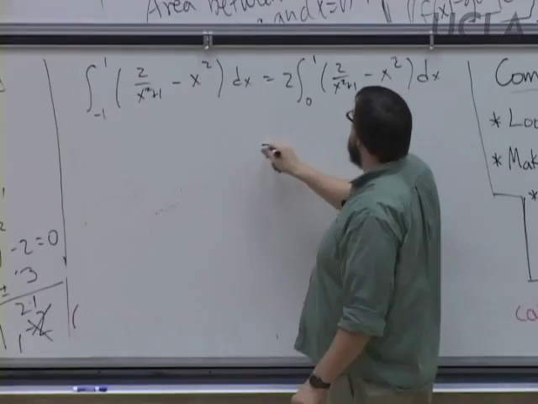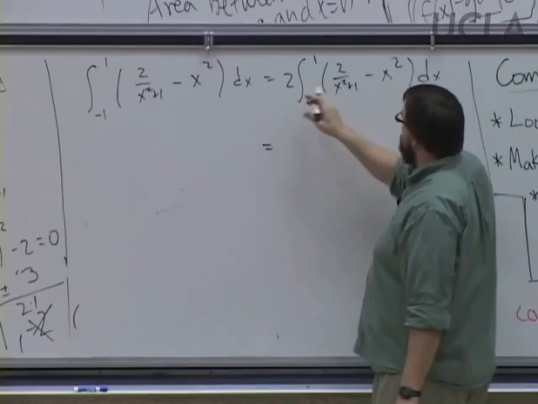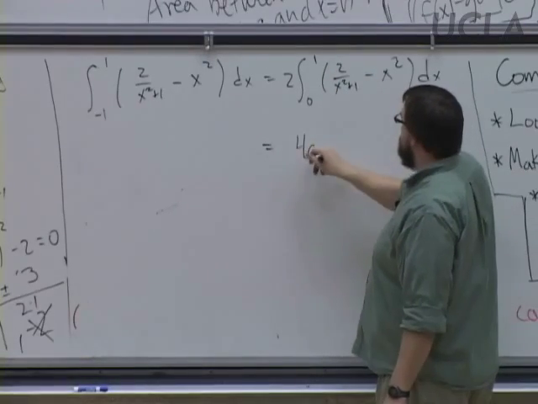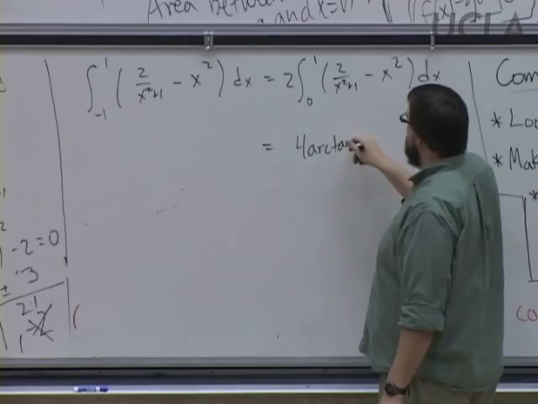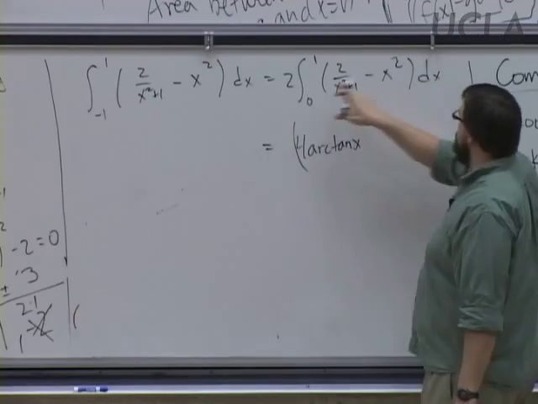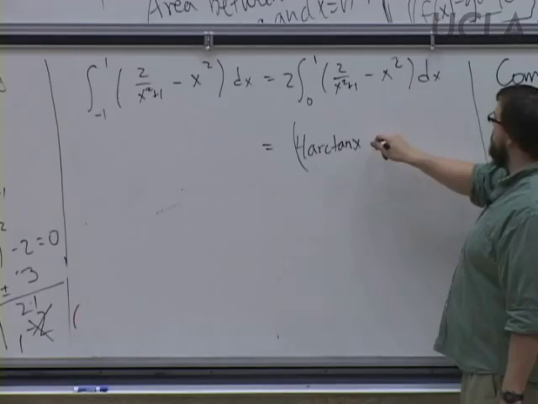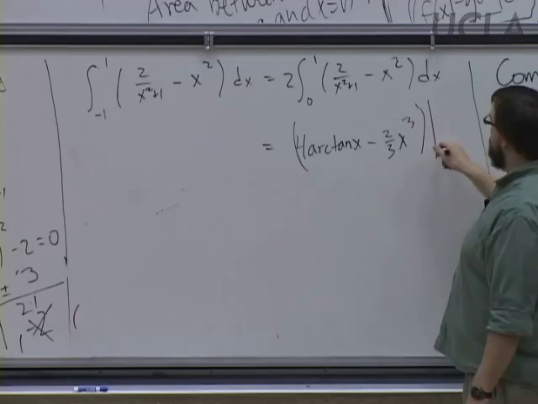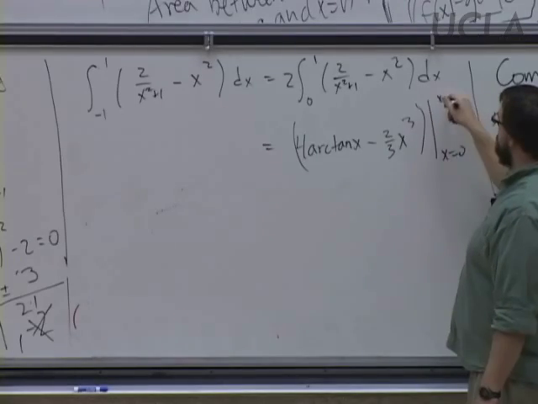So we go through. All right. So this becomes 2 times 2 is 4. And the antiderivative of 1 over x squared plus 1 is arctangent of x. Then the antiderivative of negative 2x squared is negative 2/3 x cubed. And we evaluate from 0 to 1.